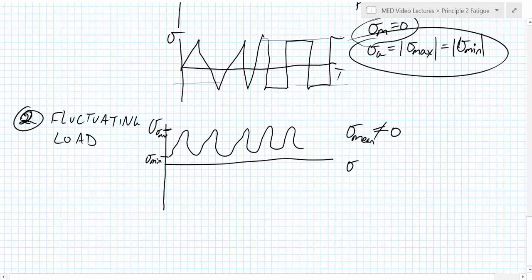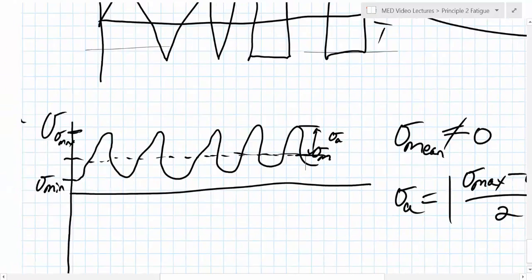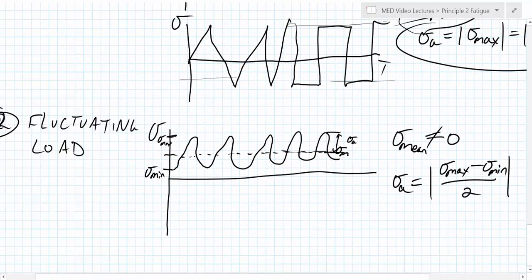The amplitude stress, sigma a, is equal to the absolute value of the maximum minus the minimum over 2. So recall the amplitude is just how much above the mean we are. So if we've got our mean stress, sigma mean, the amplitude is how much above or below we are from that mean. So we can use half the distance between the maximum and the minimum to get us there, or the distance between the maximum and the mean.